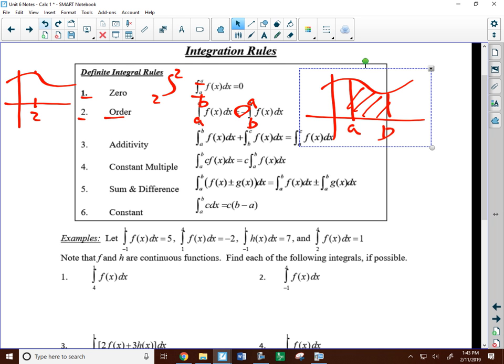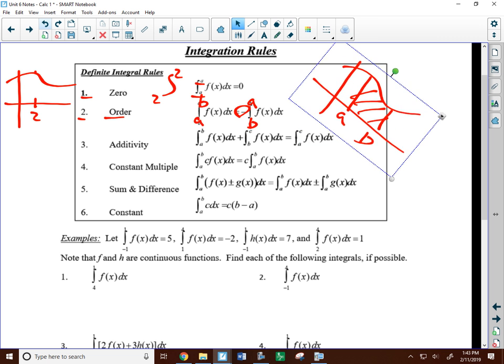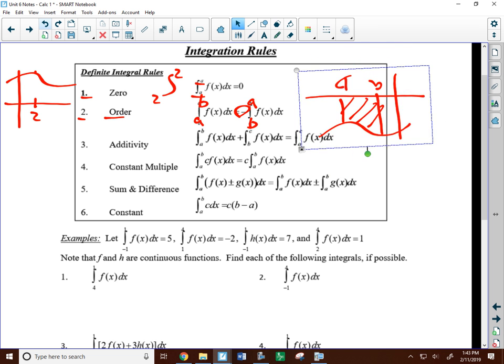Okay, so here's one way to think about it. We read left to right, correct? So if I'm going left to right, A to B, watch what happens when I want to go left to right, but I want to do B to A. So I'm going to flip it upside down. Here's B, B to A. It's now in the correct order, left to right, but now it's below the x-axis. So it's negative. So that's what this says. All you do is you change the order and make it negative, and it's equivalent.